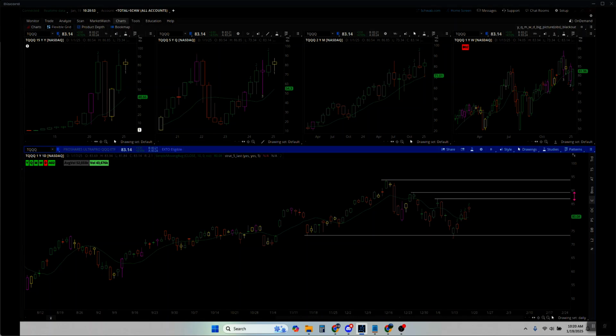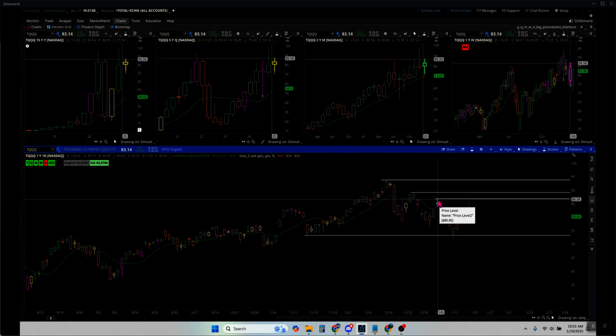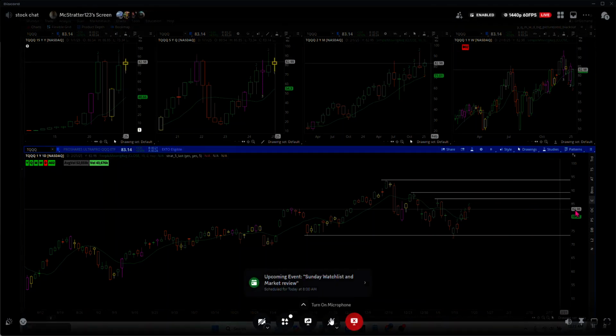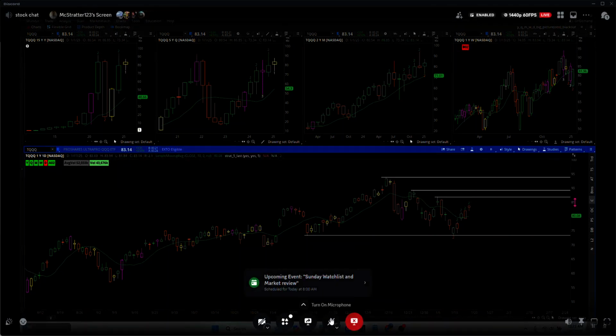That's the target. So every one of these lines right here represents a potential target, because in order for the market to go higher, we would have to take out these pivot points or these previous highs, correct? Simple stuff. And we only did that on a daily chart.